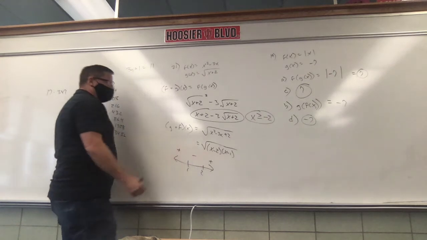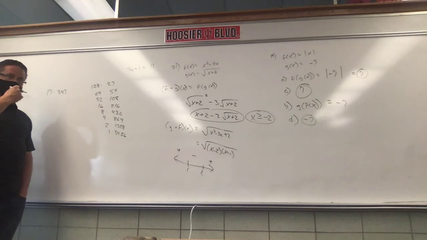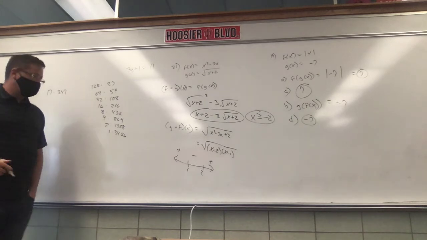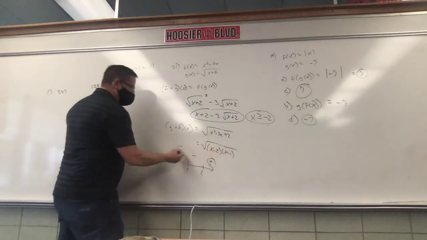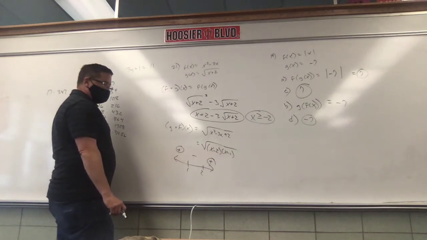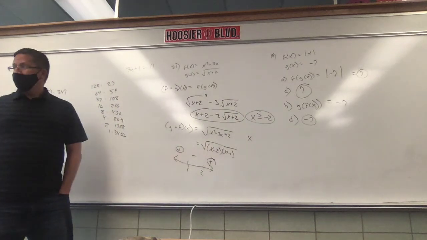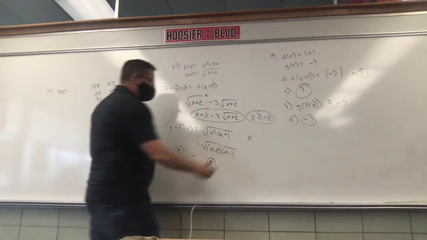So what do we want? We're talking about a radical right here. What are we interested in? Where it's positive or where it's negative? Positive. So where is it positive? Here and here. So what kind of numbers are we allowed to plug in? Numbers that are bigger than 2. X is greater than or equal to 2? Can they be 2 or not? Yes. Again, X is greater than or equal to 2.